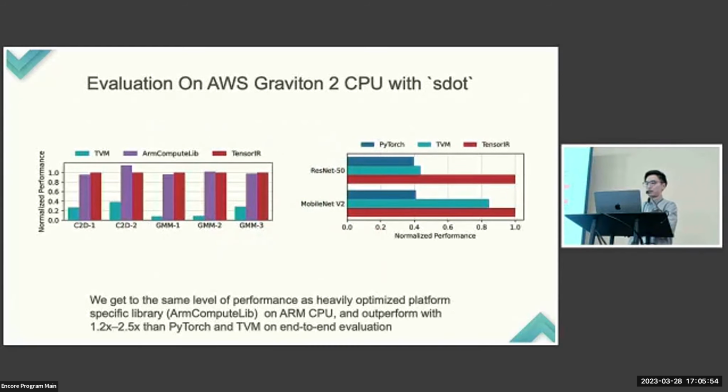Here is another experiment on ARM CPU. The last two slides evaluated TensorIR on NVIDIA GPUs. In this slide, we study how easy it is to generalize TensorIR to different platforms. We evaluated the results on ARM's platform, providing the description of the intrinsic with 8-bit integer dot, which we also call sdot. We get the same level of performance as ACL, a heavily optimized platform-specific library on ARM CPU, and outperform PyTorch and TVM on end-to-end evaluations.